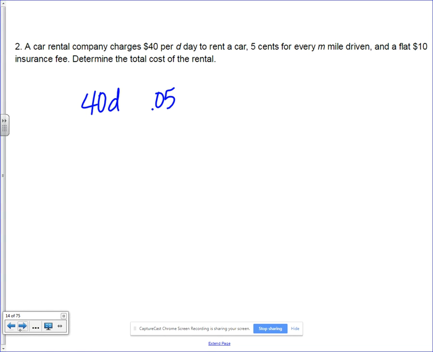Hold on, how many miles did I go? M. And then a flat rate of $10. Should I make up an I for insurance to put on that $10? No, because it's a flat fee. Everybody see that? No matter what, it's $10. What should I do with all these? To find the total, what would I do?